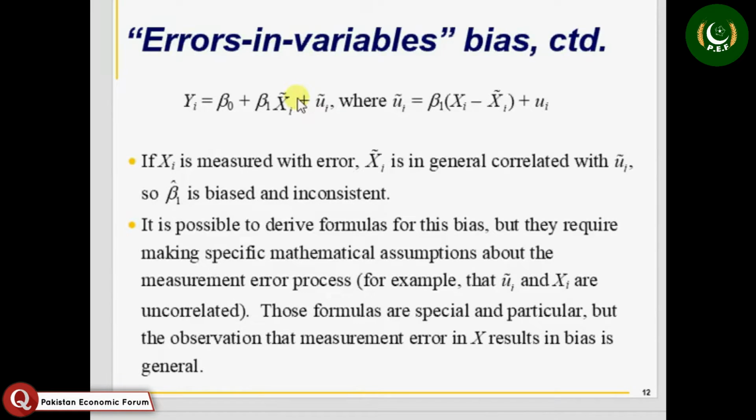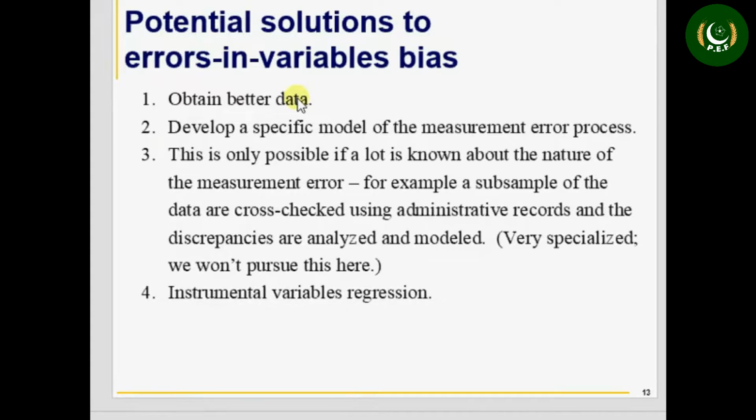How to overcome this bias? You can have better data, easier said than done; develop a specific model of the measurement error process; or you can use instrumental variable regression.